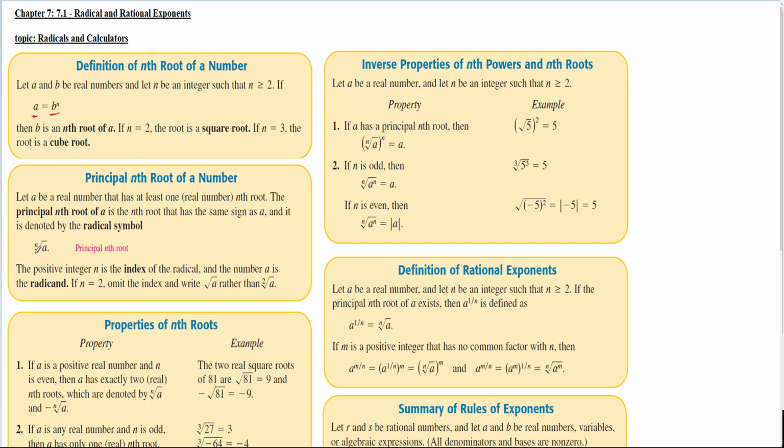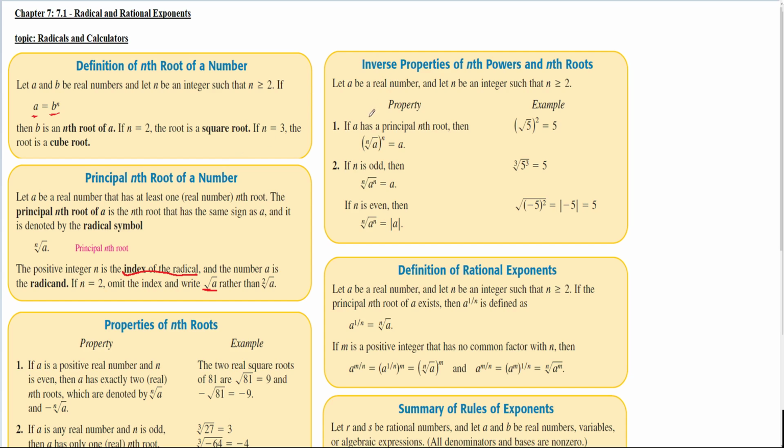So the principal nth root of a number, if n is some positive integer, it's the index of the radical, okay? The index of the radical. And then if n is equal to 2, we just write it as the square root of a instead, rather than the second root of a. This is just a type of formality that you see that's rather common in mathematics.